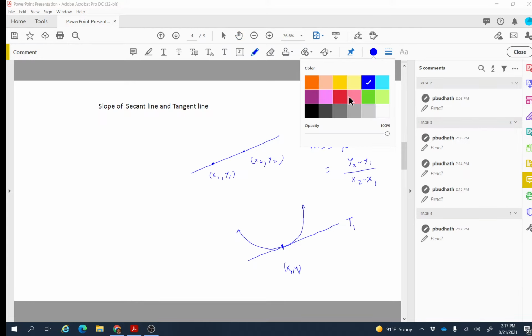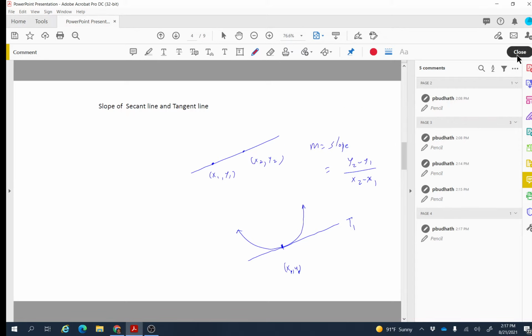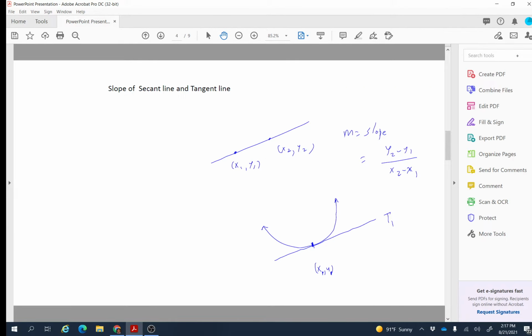So what we can do is take another point here, let's say (x2, y2), and then join these two points. Now I know the slope of line t2 because of these two points. By using this formula, I can find the slope of the line t2, which is a secant line.